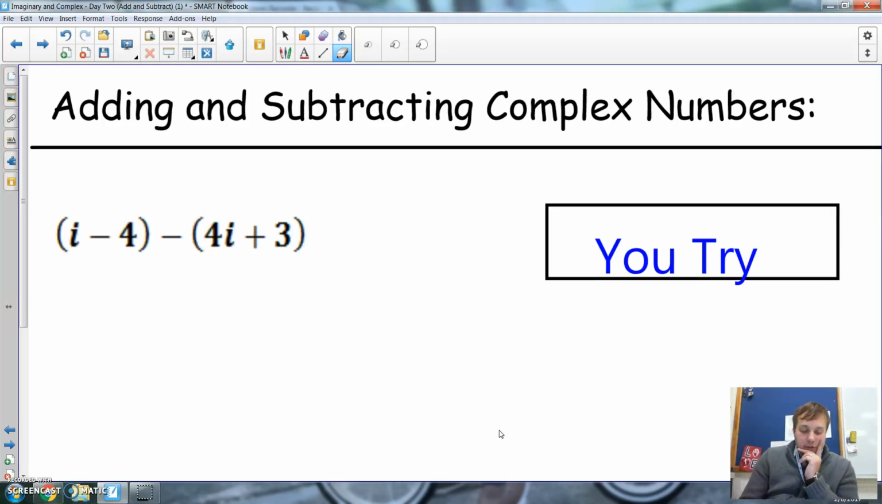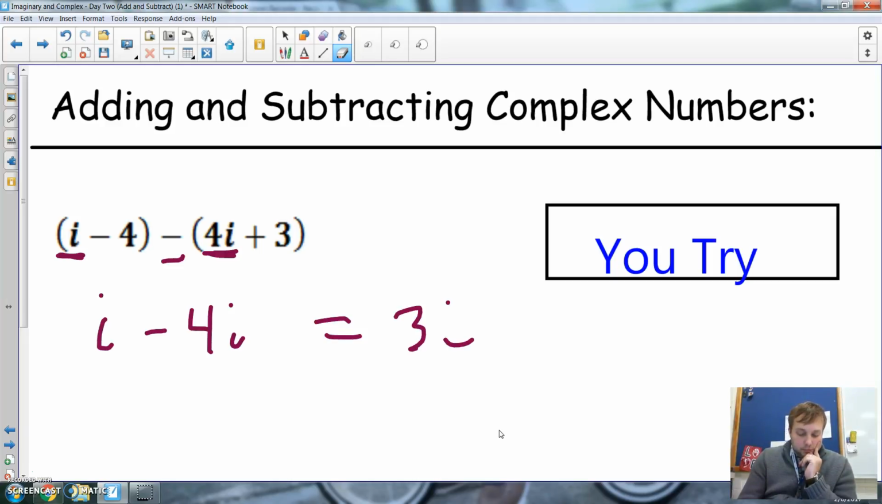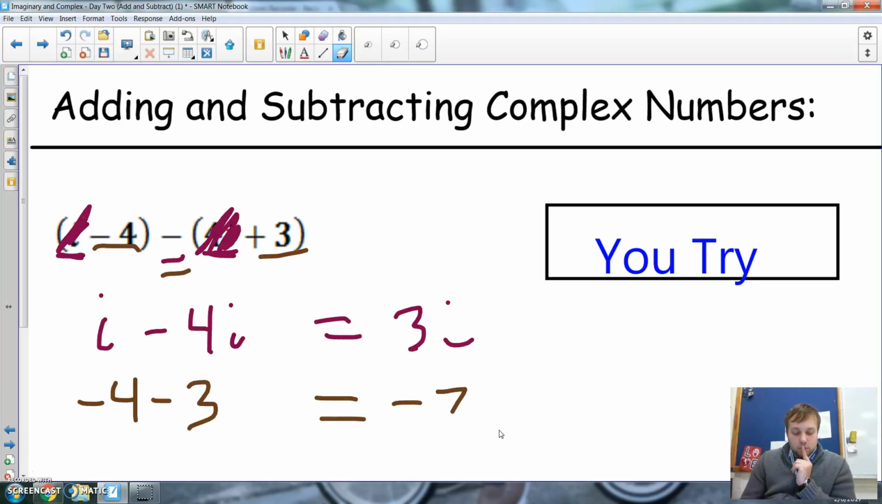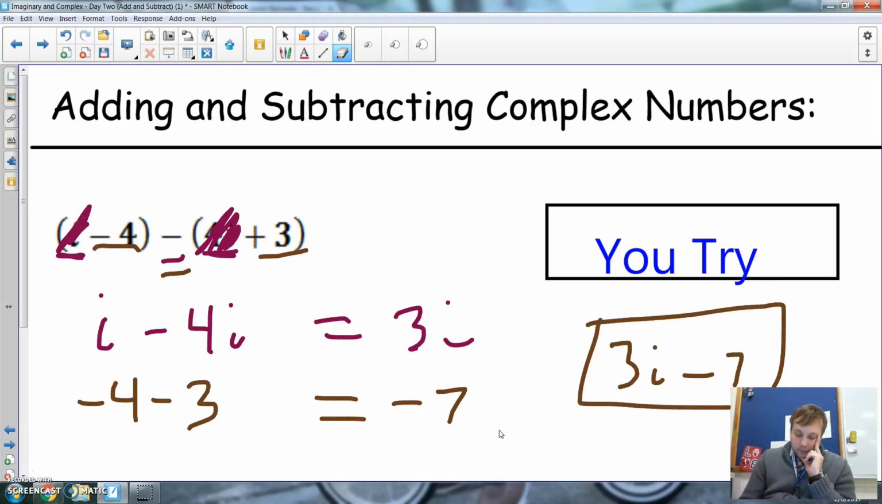Okay. Let's try this one. All right. It says to subtract this time. So we've got to be a little extra careful. First of all, like terms, I see an i there and a 4i there, right? Well, let's do this. What's i minus 4i? Because see, it says minus right here. That's going to give me 3i's, right? Those guys are done. And then let's do it in brown. We never do anything in brown. Negative 4 minus 3. So what's negative 4 minus 3? That's going to give me negative 7. Now I can't combine these, so my final answer is going to be 3i minus 7. I cannot combine the 3i and the negative 7, because an i is just like a normal variable.